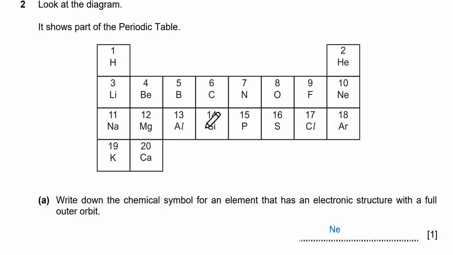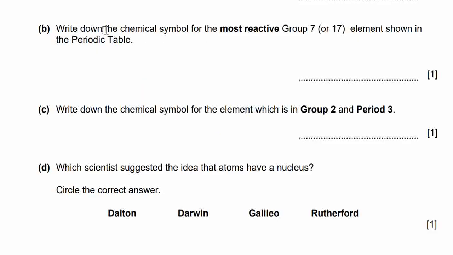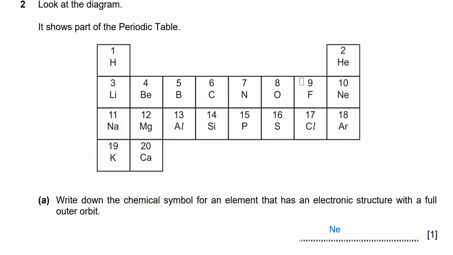Chemical symbol. Next, question B. Write down the chemical symbol for the most reactive group 7 element shown in the periodic table. Most reactive for group 7. So this is group 7.